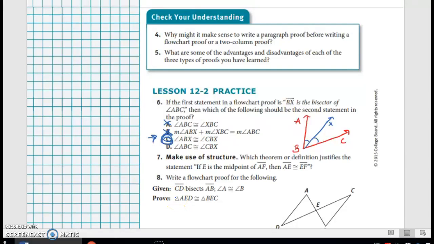So number 7, make use of structure. Which theorem or definition justifies the statement, if E is the midpoint of AF, then AE is congruent to EF? Again, I'd like you to pause the video, discuss, think about it, and try and get your answer for number 7.